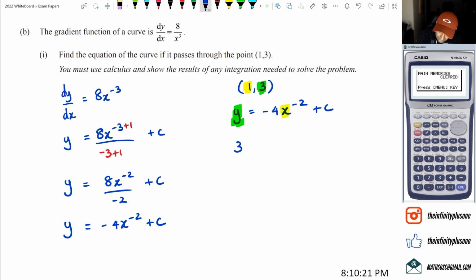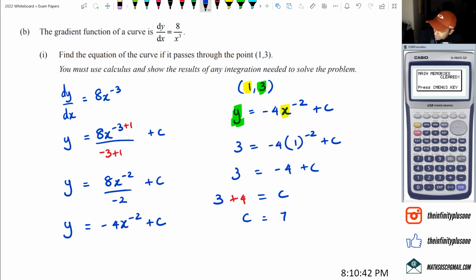So I'm going to have 3 is equal to -4 times 1 to the power of -2 plus c, and 1 to the power of -2 is just 1, so I've got 3 is equal to -4 plus c, and c is equal to 3 plus 4. So I've got c as 7, and therefore I can say that y is equal to -4x to the power of -2 plus 7. Now this part is worth achieved, and it looks like you need a correct solution with correct integral to get that achieved grade.